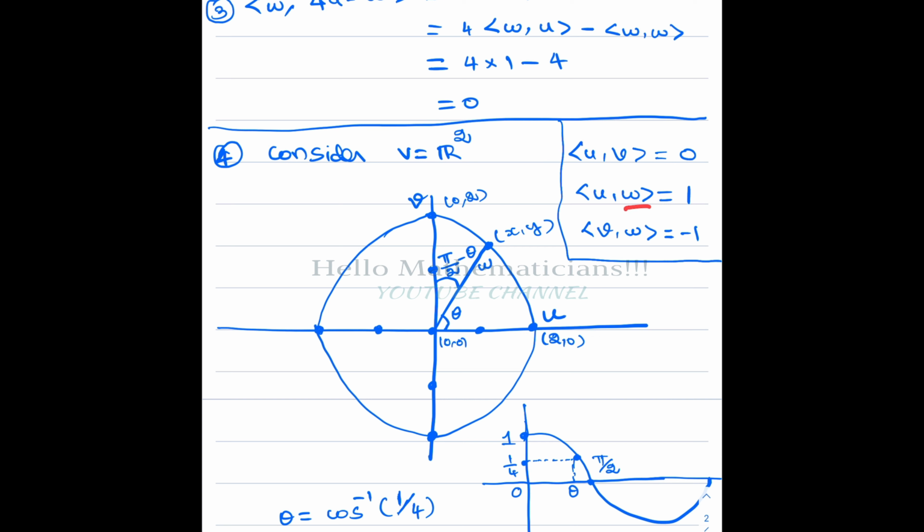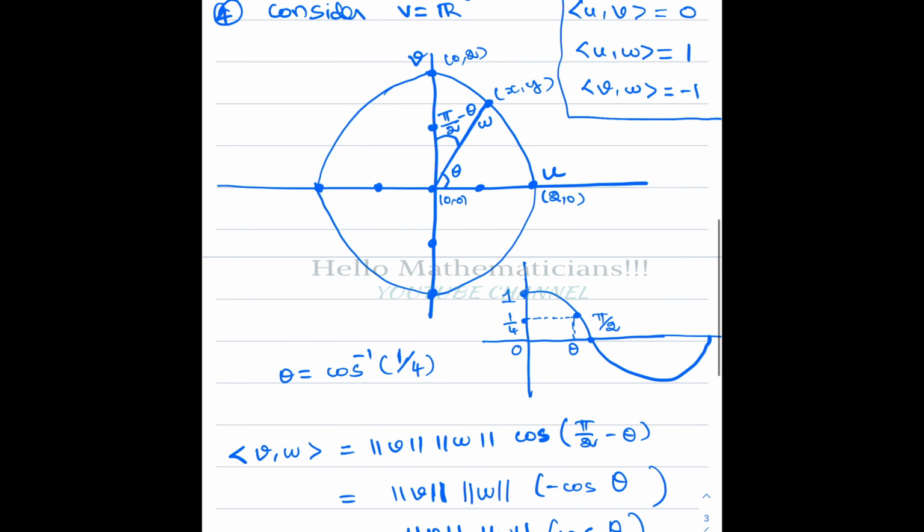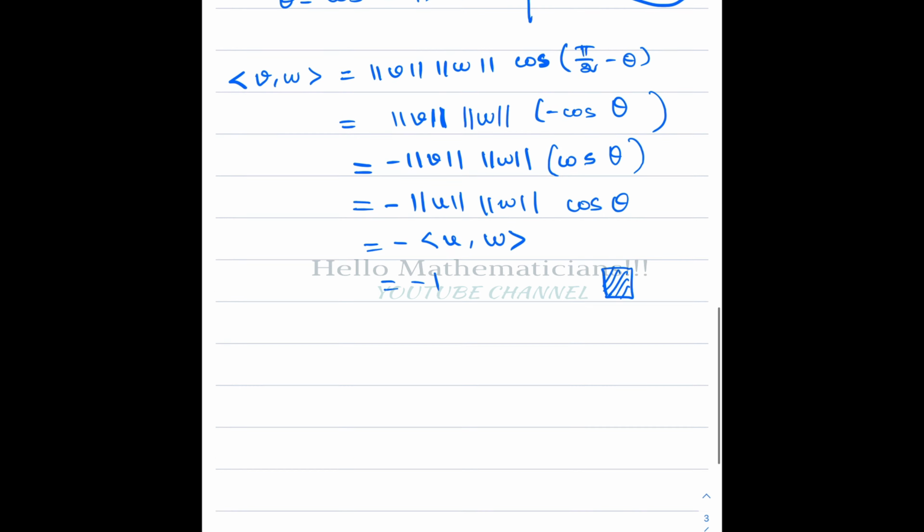Now we need a W. So we got u, we got v. We need a W satisfying these two conditions: the inner product of u and w equals 1 and the inner product of v and w equals minus 1. Let's see what the meaning of those conditions is.